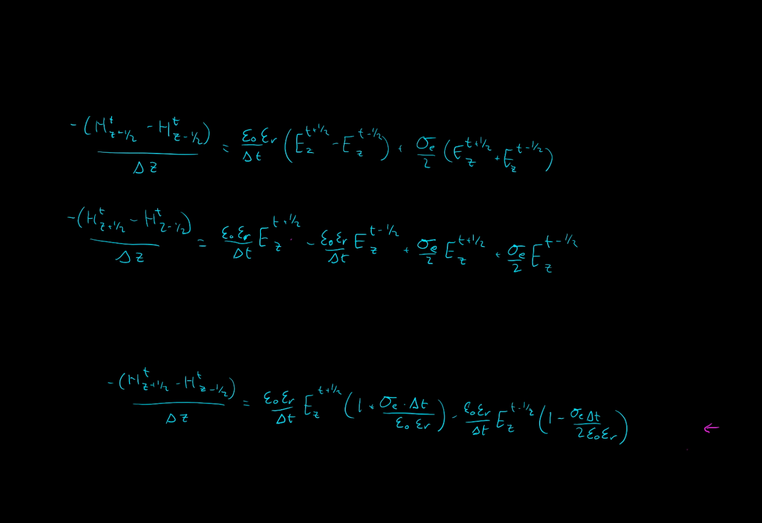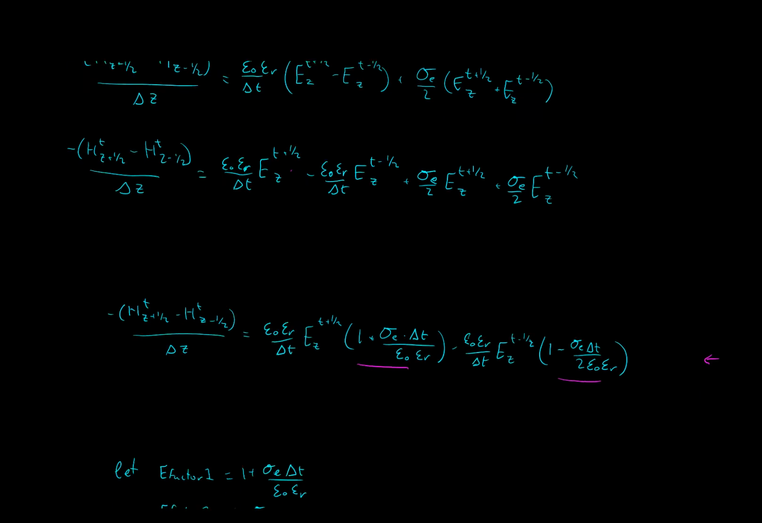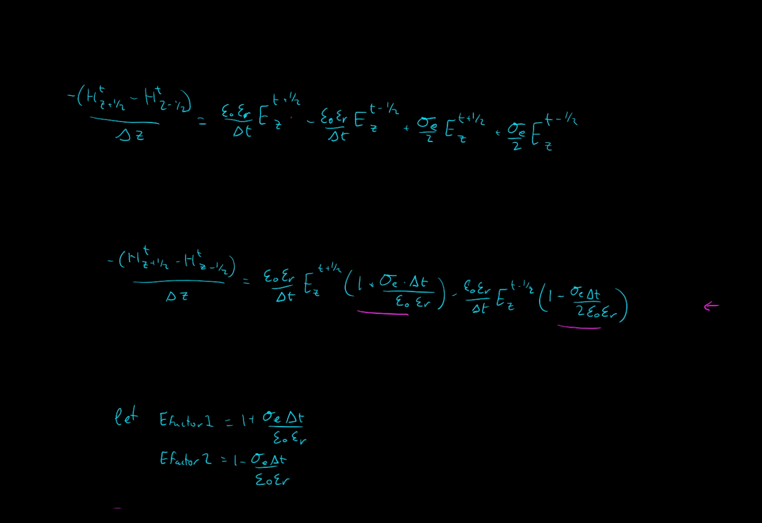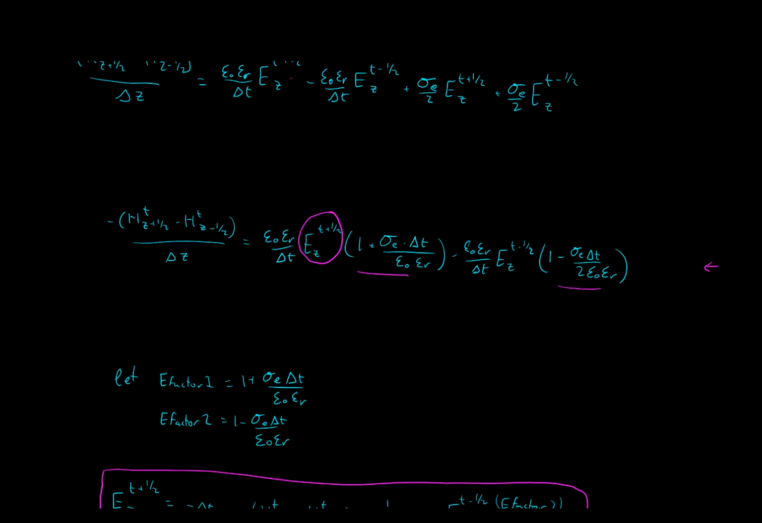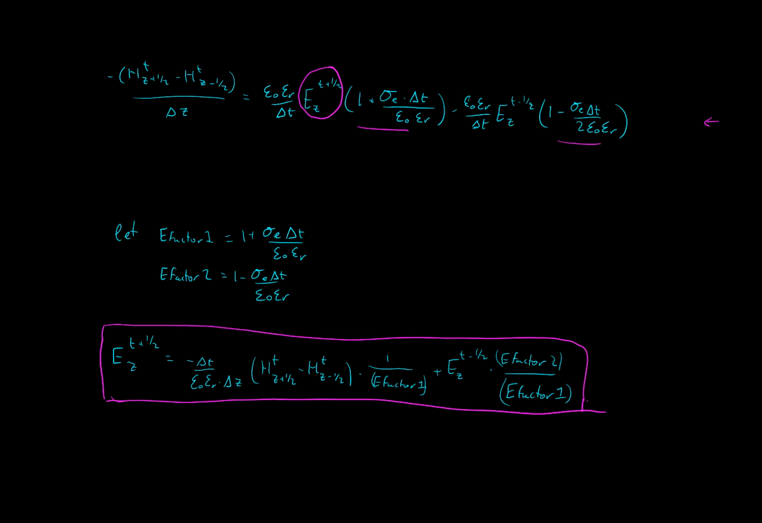Now notice how there are two factors, this guy and this guy, that weren't there before. So we can make those be the E factors, E factor 1 and E factor 2, and then isolate for this guy, because that's our future value. That's what we want. So doing that whole thing, isolating for E at time t plus 1/2, you get this. And that is our final updated equation to include losses.